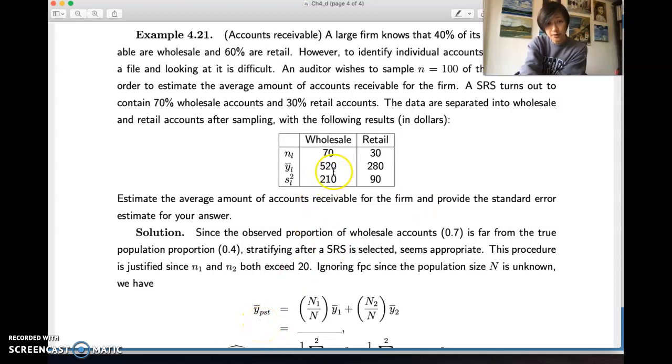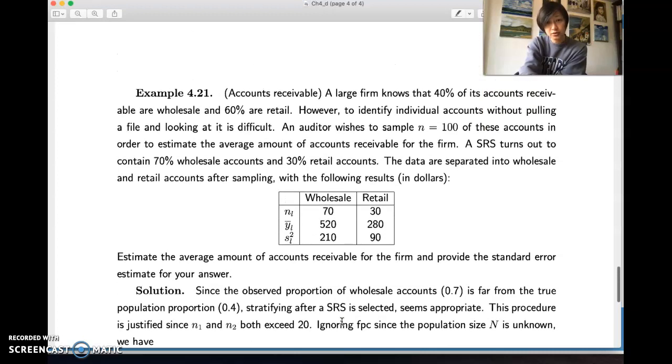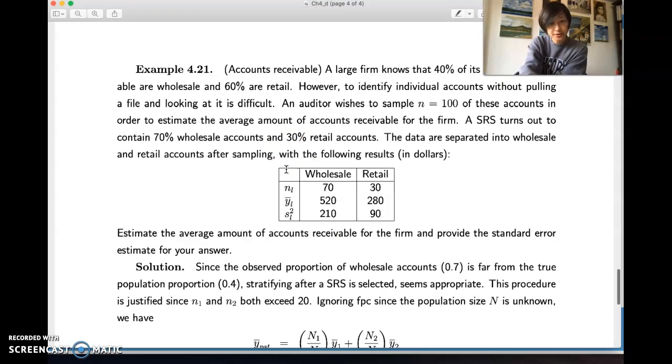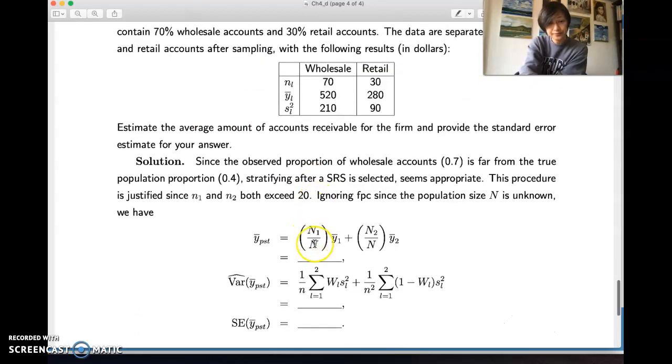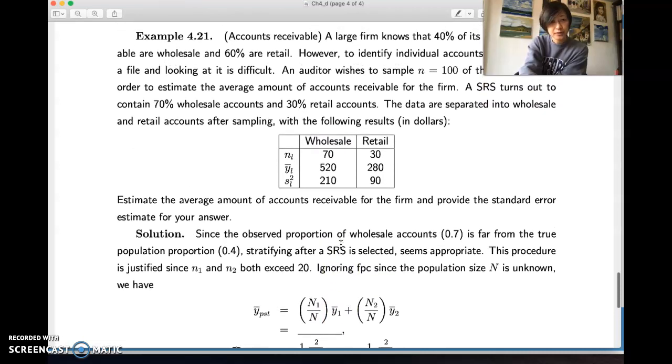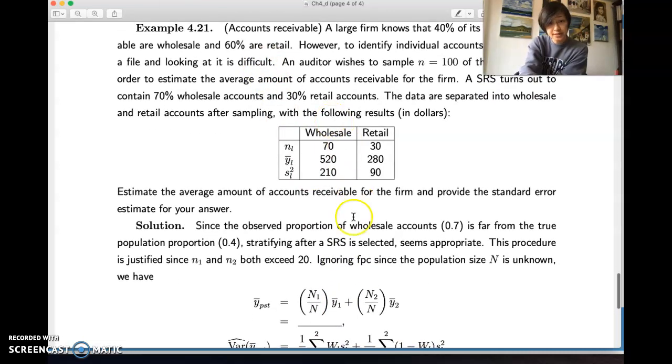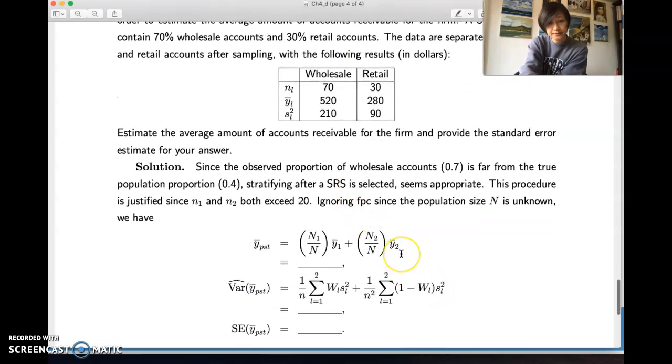We need to look at the Y bar under post-stratification. So the Y bar for the wholesale and retail added up should be referring to the actual population ratio. Okay, so that would be 40% from the wholesale multiplied by Y1 bar plus 60% from the retail multiplied by Y2 bar. Okay, and then the estimated variance, again, we use formula 4.14 to estimate it.